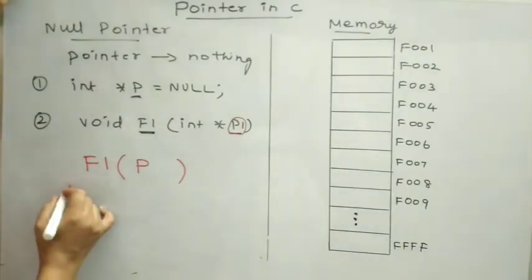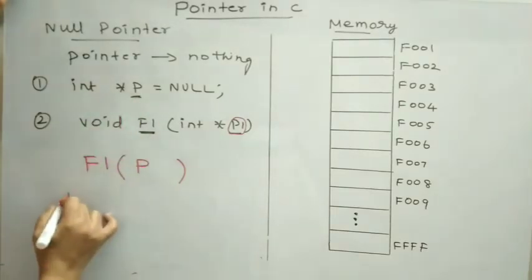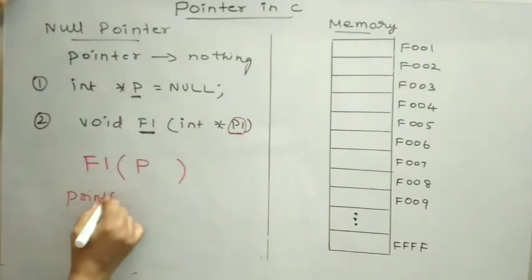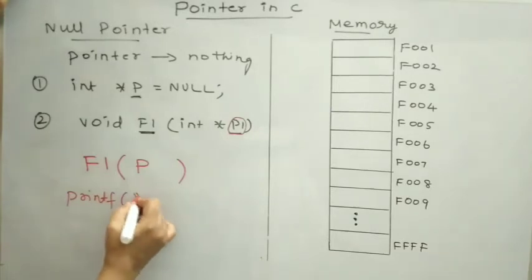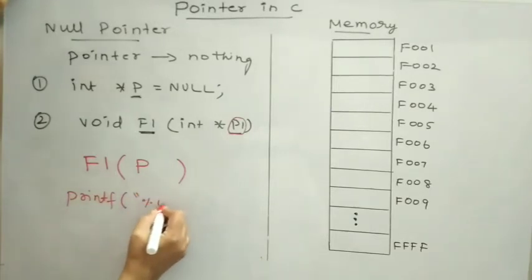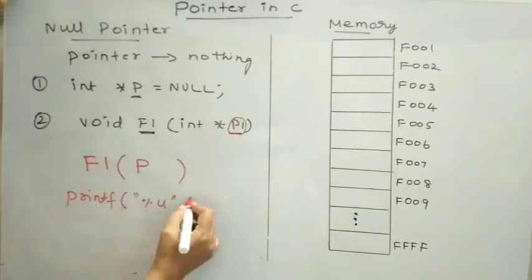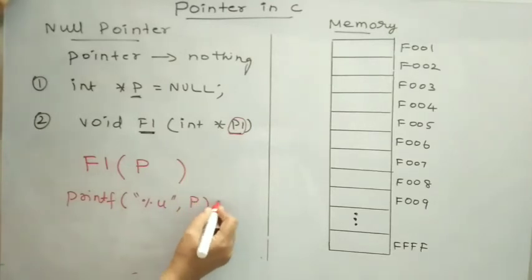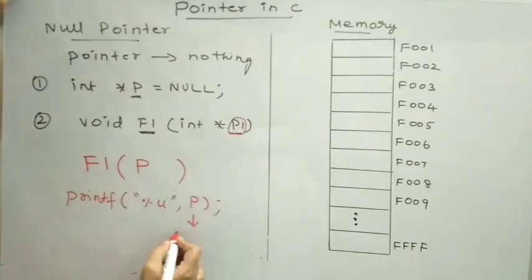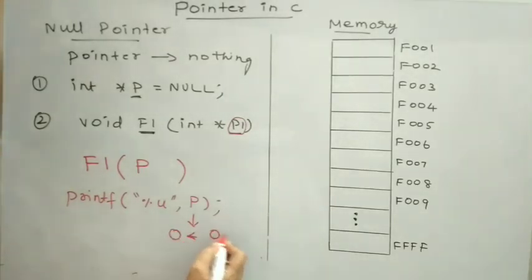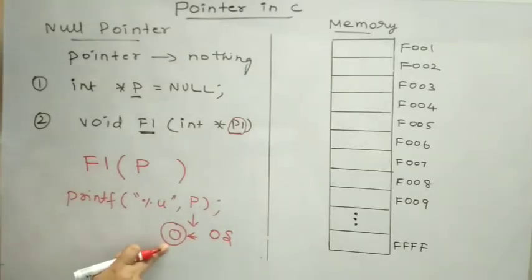If I print the value of this null pointer using this printf statement, in case I use the control string %u and print the value of p, it will print the value 0. Normally these memory addresses are used by our operating system. Users are not allowed to use these memory addresses.